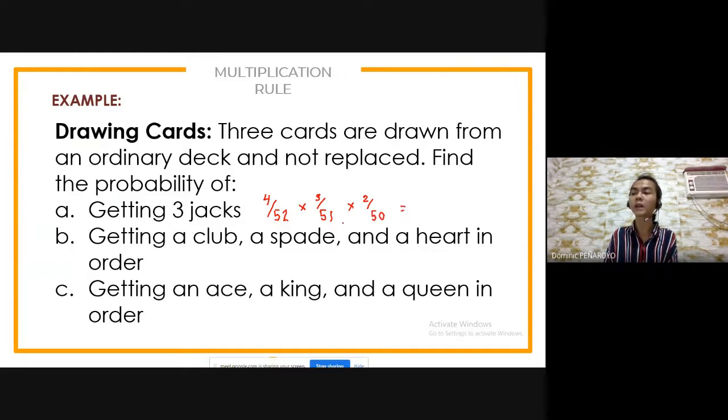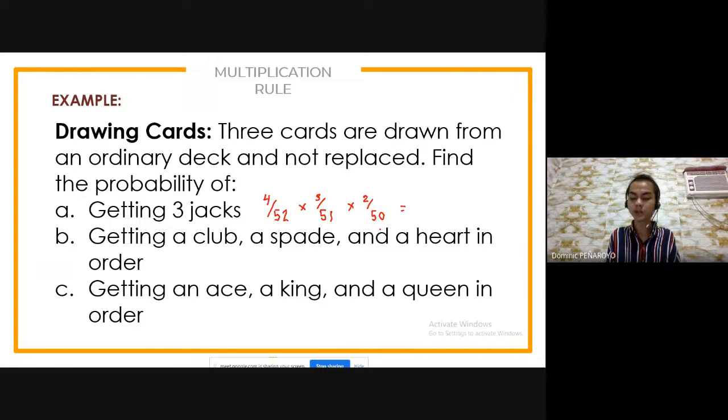Kasi nga again, bakit nagbabawas tayo? Okay, kasi yung una natin binunot, hindi na natin binalik. So, mababawasan yung total number of sample points natin or the cardinality of the sample space. So, mababawasan siya. So, we will have here 3 over 51 and then 2 over 50.